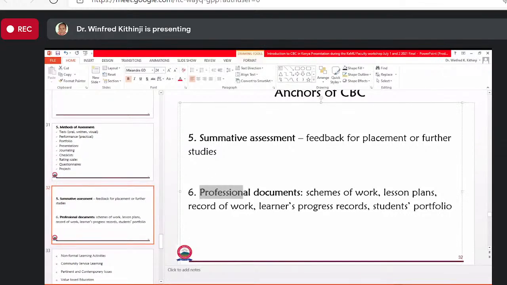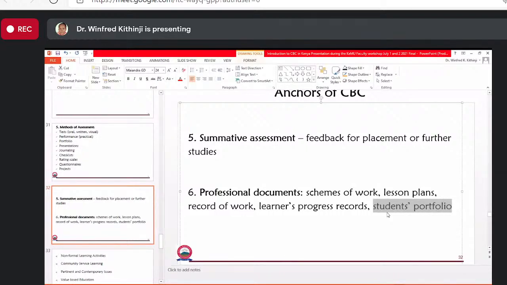There are also professional documents that teachers are now supposed to have, or the facilitators of learning. We said we'll be aligning our programs, so these are things that may become necessary for us to know how to manage. There's a scheme of work, lesson plans, record of work, the learner's progress records, and the student's portfolio.